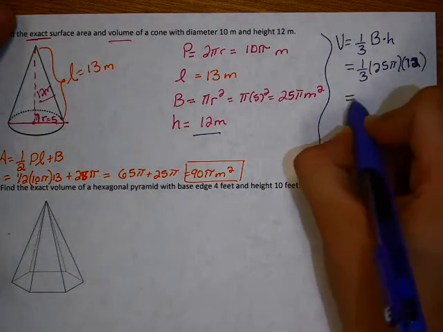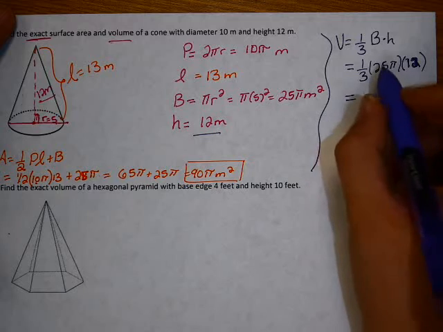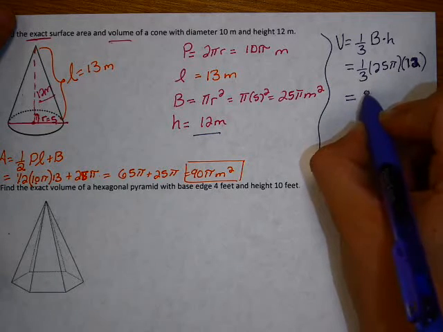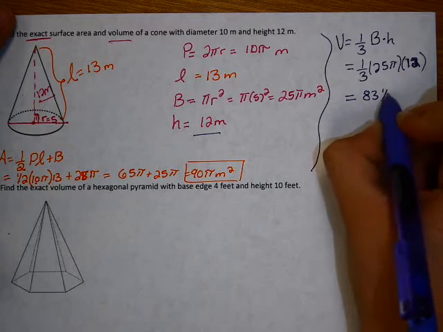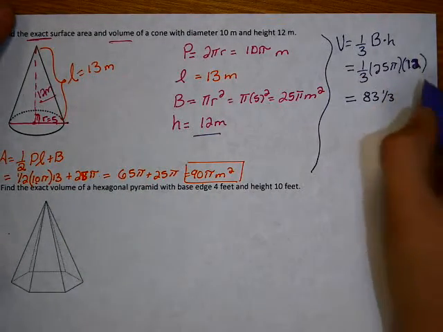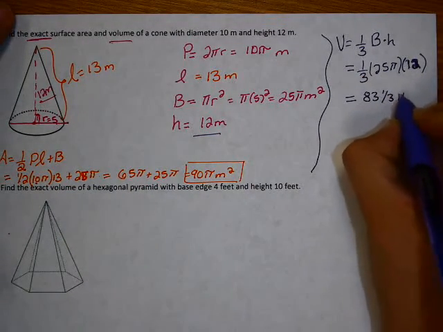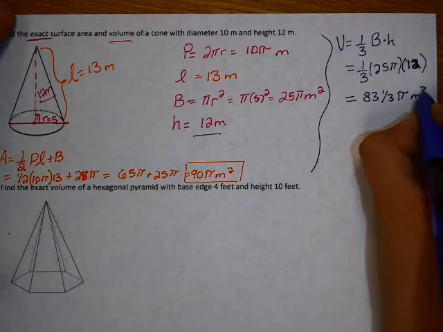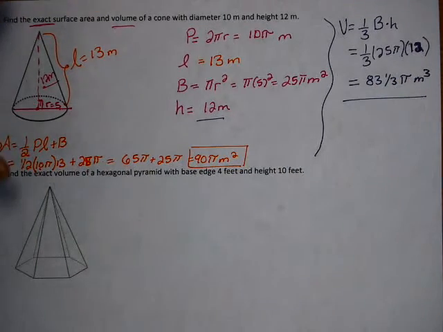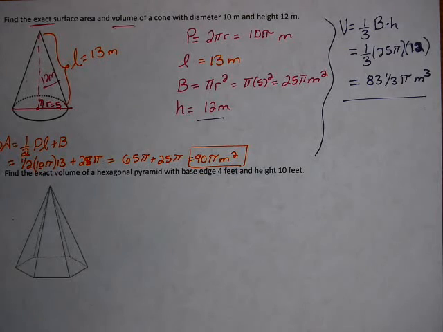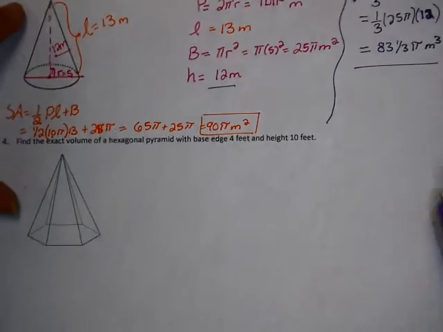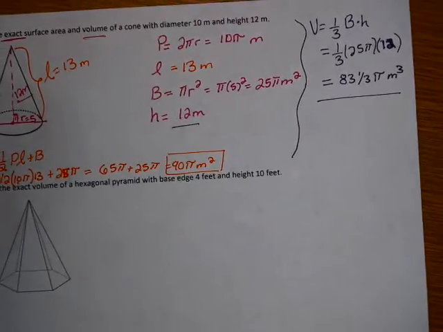Okay, all right, when I multiply this out, I get 83 1/3 because we want exact, so leave our fraction, pi meters cubed. Don't forget, you guys, volume is cubic units, meters, or in this case it'd be meters cubed, and surface area would be just squared. Okay.